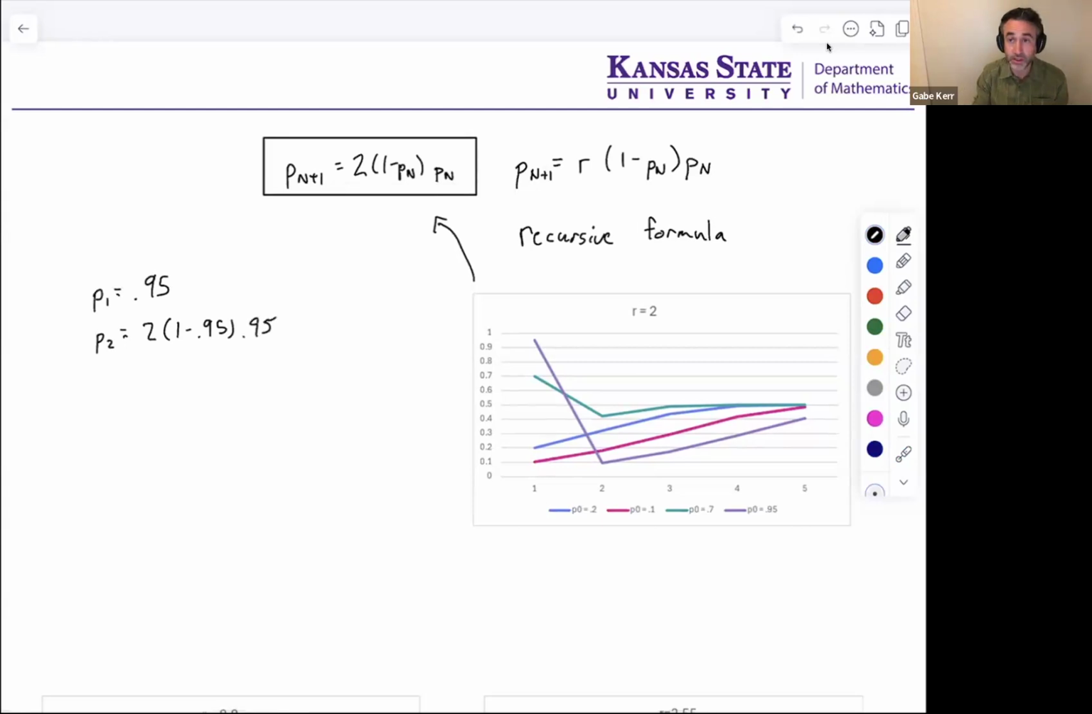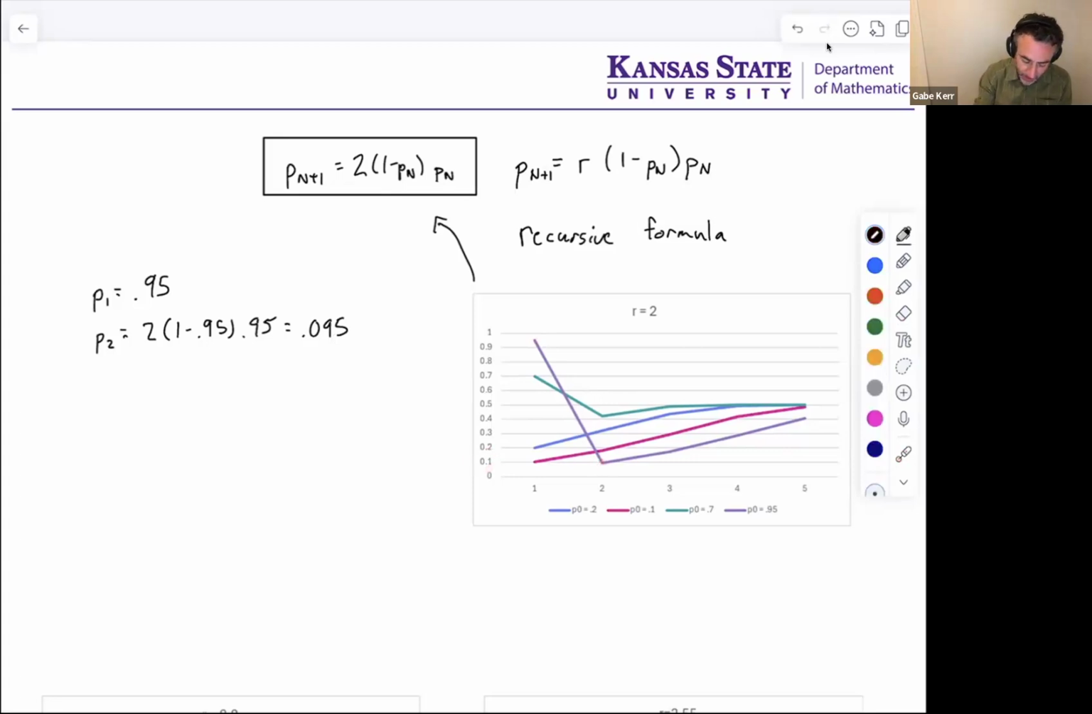Here you'll want to use a calculator. I've done this ahead of time, but you get something like 0.095 here. And what are you seeing here? You're seeing this huge drop from 0.95 all the way down to 0.095, close to 0.1.